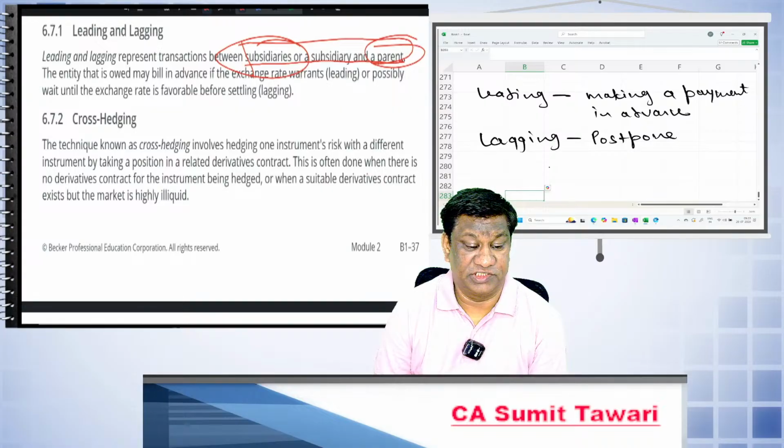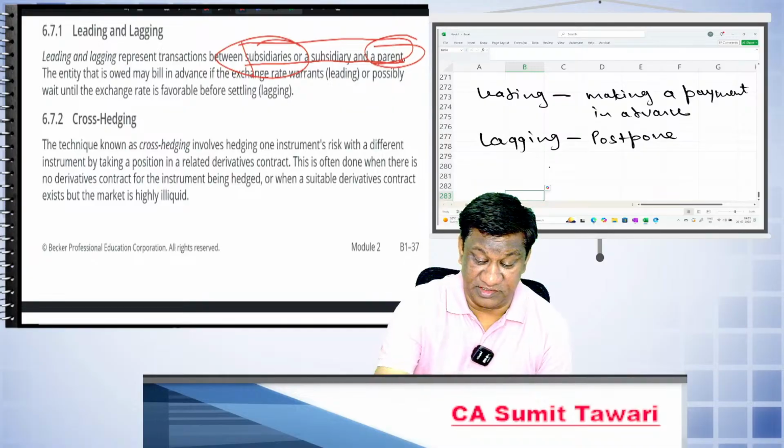Okay, then cross hedging. The technique known as cross hedging involves hedging one instrument's risk with a different instrument by taking a position in a related derivative contract. This is often done when there is no derivative contract for the instrument being hedged, or where a suitable derivative contract exists but the market is highly illiquid.